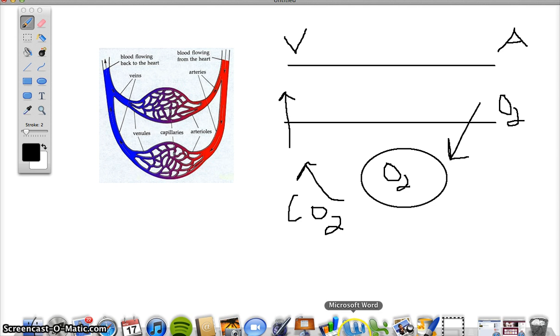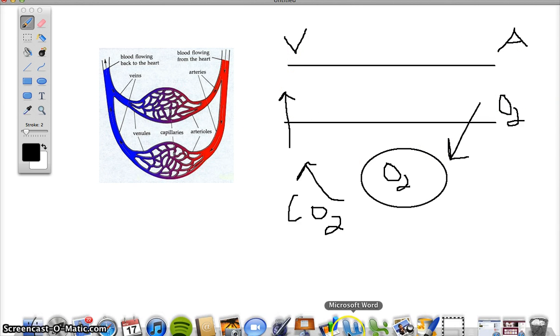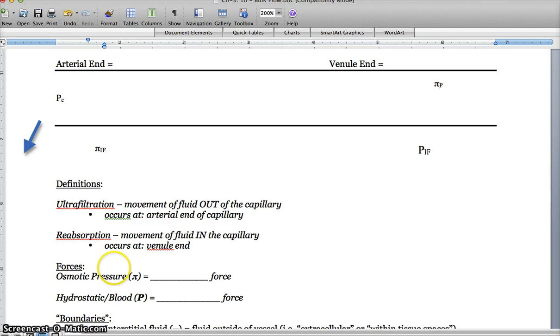Okay, so let's take a look at the forces which are dictating the movement of fluids at these different ends. We have two real forces involved, and we've learned about them before. The first force that we're going to look at is our osmotic pressure, and we say that it's a sucking force. How do you remember that? Just think osmosis. Yeah, it sucks. Okay? And then we look at our hydrostatic pressure, or our blood pressure. And we're going to say that it's a pushing force.